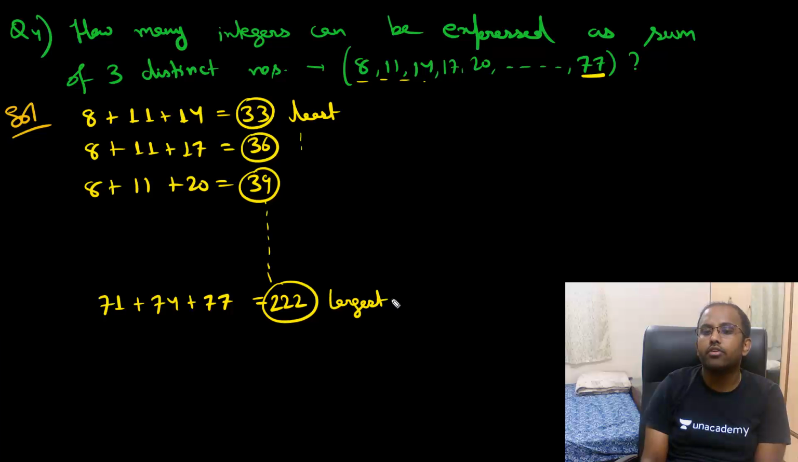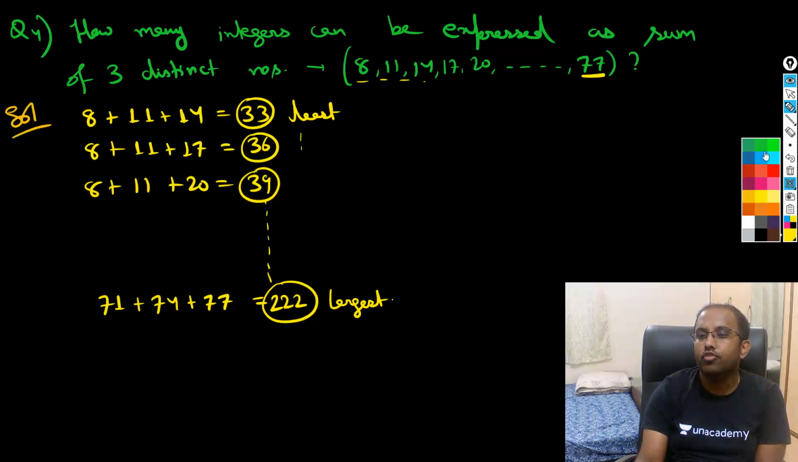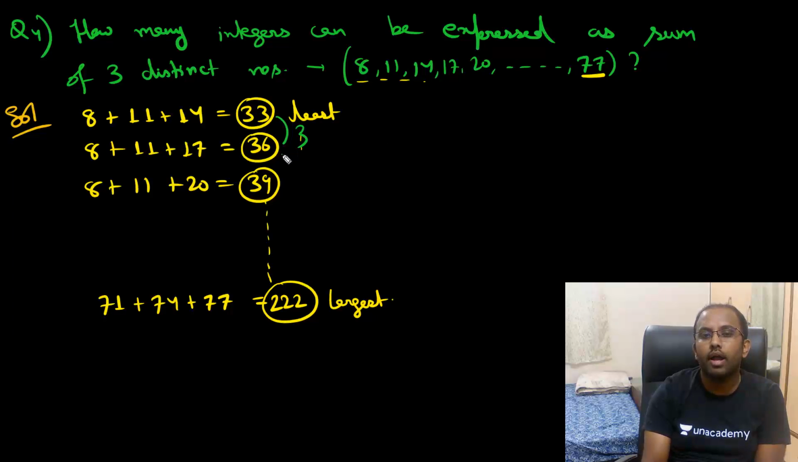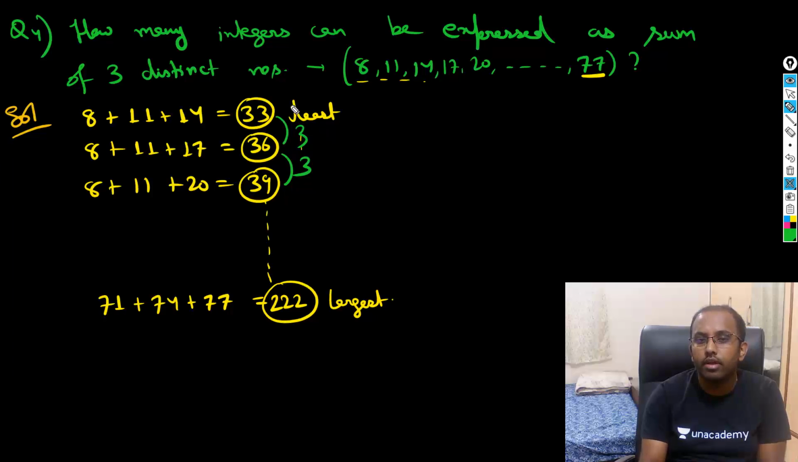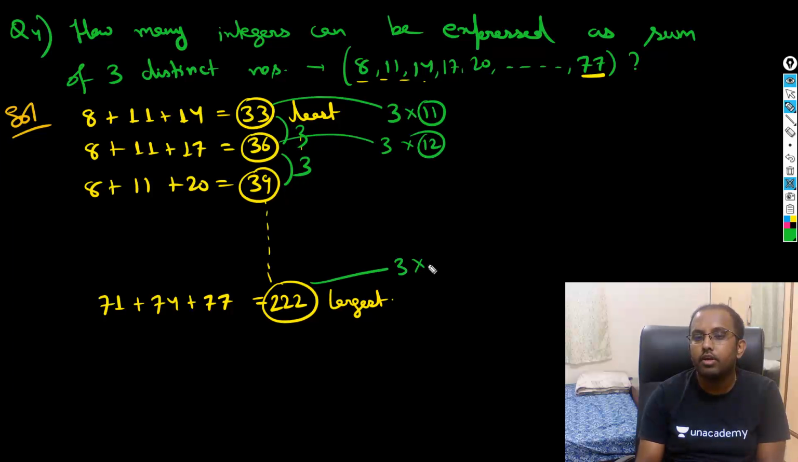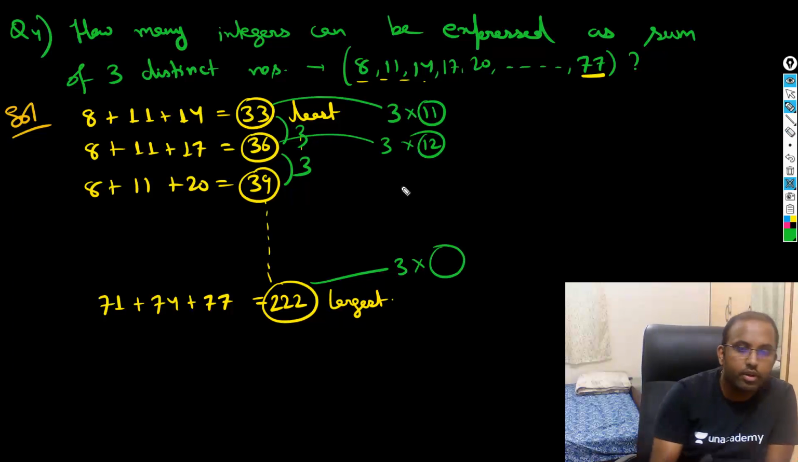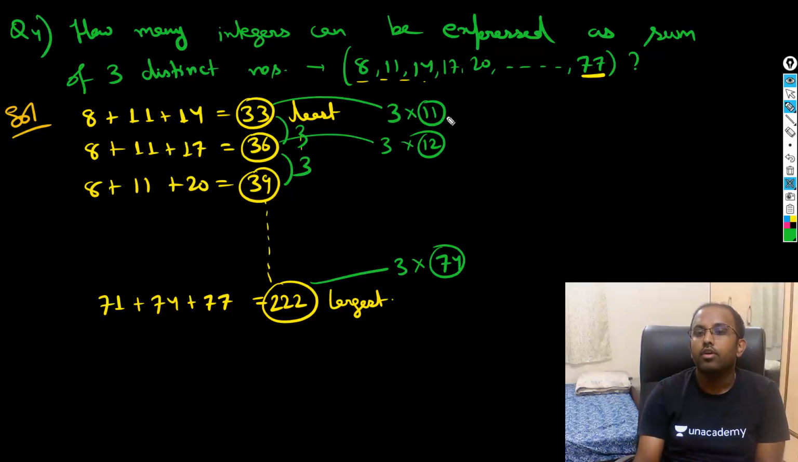So from least to largest, we'll always have a gap of 3. Once we have a gap of 3, I can quickly count how many values there are, so you can write 3k. The first term is 3 into 11, the next term is 3 into 12, and the last term is 3 into 74. So starting from 3 into 11 and ending at 3 into 74, how many values are there from 11 to 74? 64 values. That's the answer for this question.